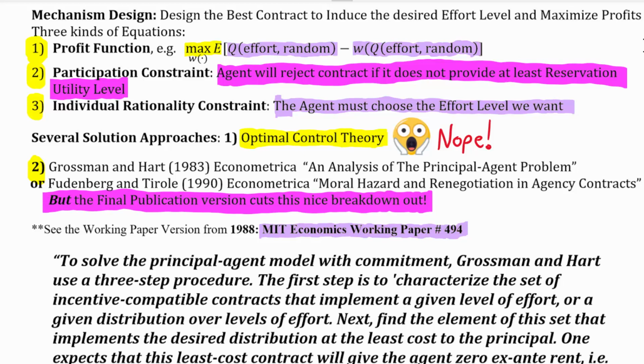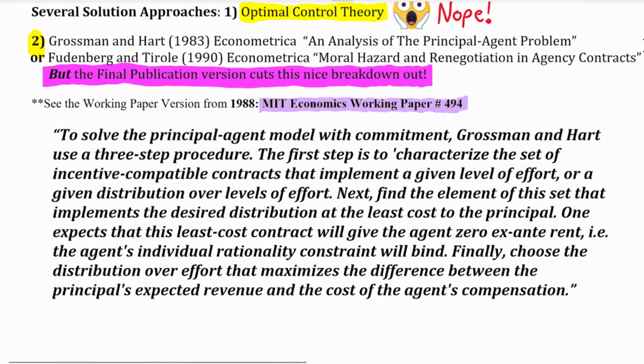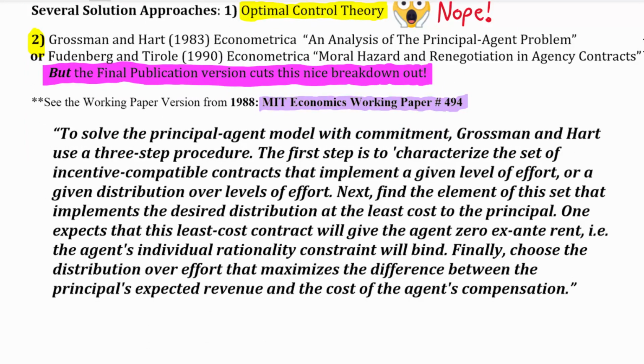Whenever you read one of these papers in a high-end journal like Restat, Restud, Econometrica, or Rand Journal of Economics, sometimes they have to condense what they're doing into such a tightly written short way that they leave a lot of steps out, and it's not their job to explain it to you very carefully. But let's look and see what they had to say in this working paper, because I think this is very helpful. They say, to solve the principal agent model with commitment, Grossman and Hart use a three-step procedure.